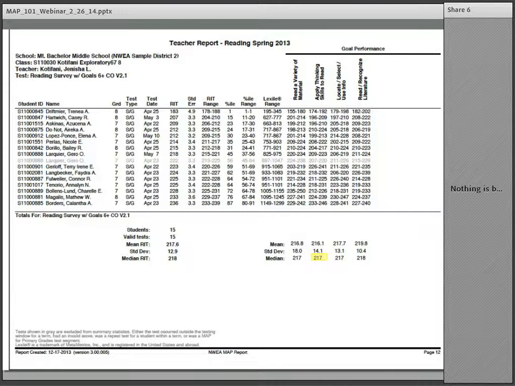We also can look at the median score. Now remember, the median score is the score right in the middle. That's right. Median means the middle. And if we look at those median scores too, the median scores here are very close as well.